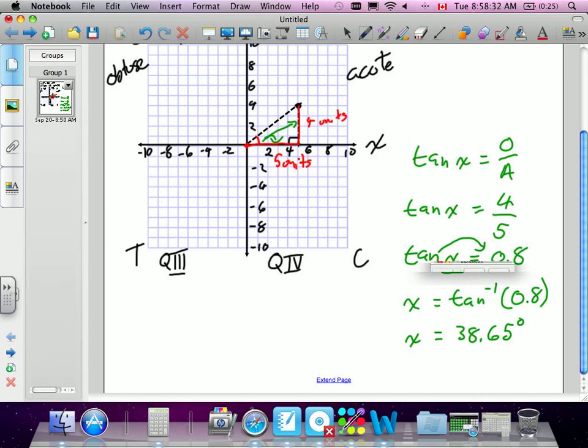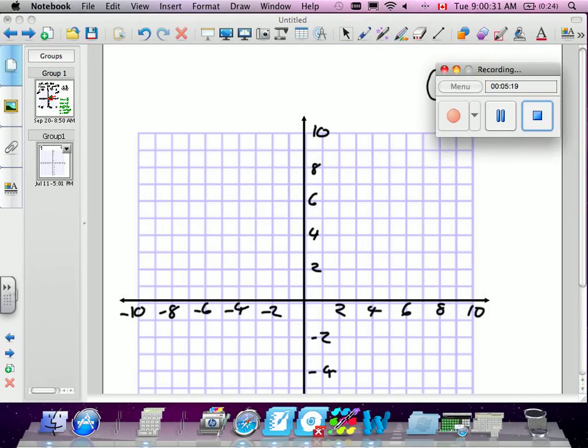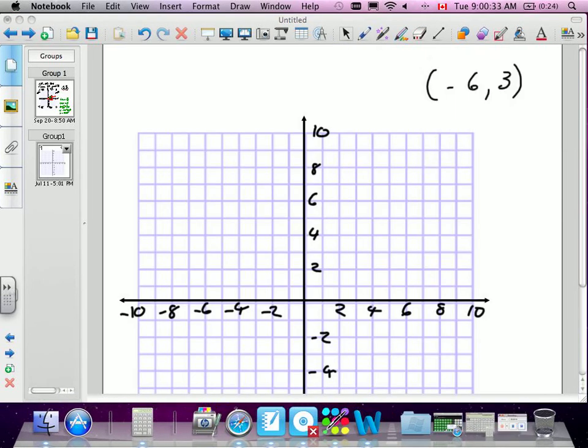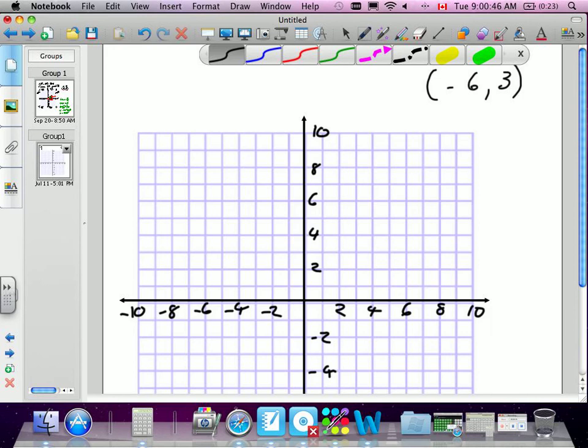Okay, for our next question, we have the coordinate -6 and +3. I want you to solve the angle this creates. So first we have to figure out what kind of angle it creates. I'm going to plot this point on the graph. If you look, my x value is -6 and my y value is +3. So I go to -6 and +3. Here's my coordinate. I have my one point.